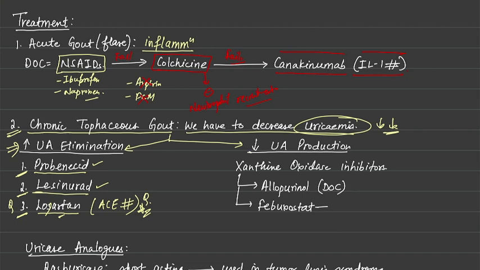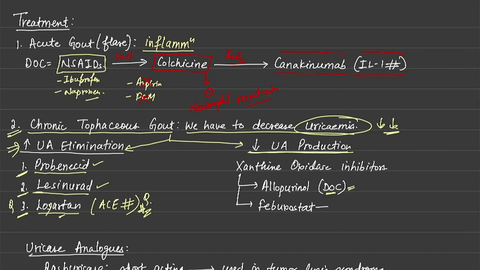Decreased production. There are drugs which can decrease the production. First of all, to begin with, we have allopurinol. It is the drug of choice, the famous xanthine oxidase inhibitor, allopurinol. We can also use febuxostat. Why? Febuxostat is very useful in renal insufficiency.